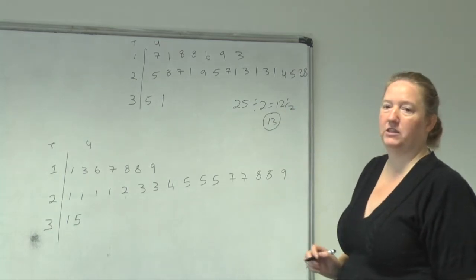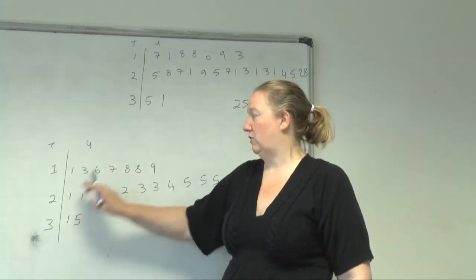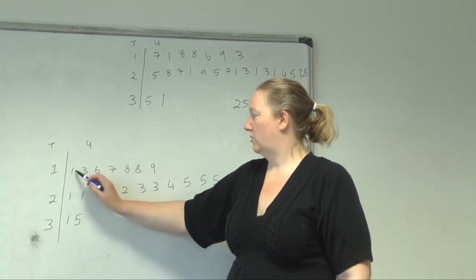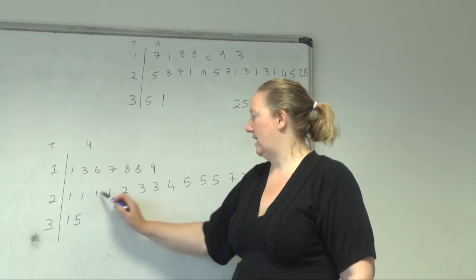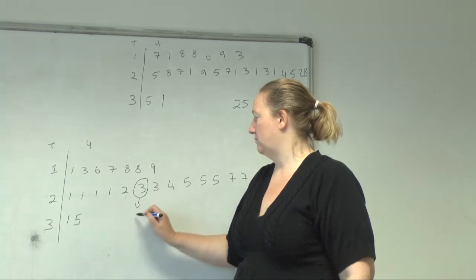Right, so you have to count and find your 13th number. Do not count these numbers here, only the numbers to the right of the line. Okay, so 1, 2, 3, 4, 5, 6, 7, 8, 9, 10, 11, 12, 13. That's my 13th number. That's my median.